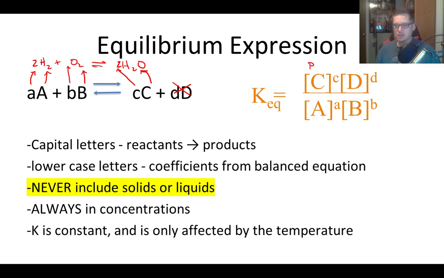These are your products, products over reactants. Then you take the concentration. Notice that we've got square brackets; those mean concentration in molarity. So you take the concentration of whatever component you're talking about. If it's products, they go on top. If it's reactants, they go on bottom. And you raise them to their coefficient values. So the C is raised to the lowercase c power, and the capital D is raised to the lowercase d power.